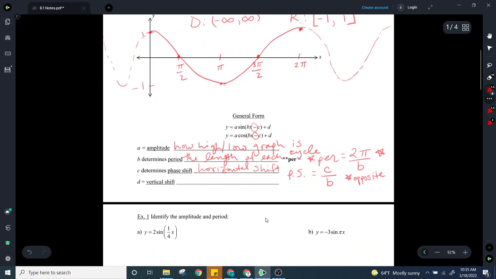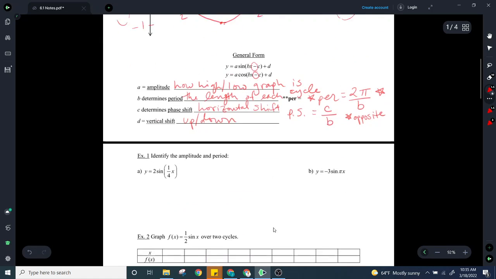And then finally, D is the vertical shift, right? So that's just like it sounds, up or down. You're up or down shifting. Nothing special with the vertical shift. Remember, it's not opposite. It's just if it's plus 3, you shift the whole graph up 3 units. If it's minus 6, you shift the graph down 6 units. All right, so let's do some examples.